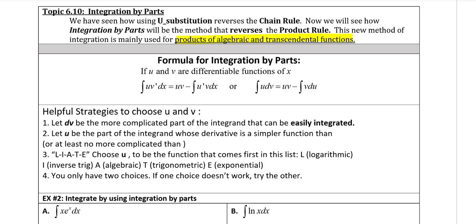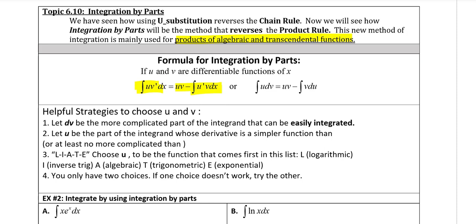So the formula for integration by parts is, now we're going to have two different functions. We're just calling them u and v, and they're differentiable functions of x. So you have u, this is what you're looking for when you originally get the problem, is a form of u v prime dx. And how we're going to write it is, we're going to write it in this way.